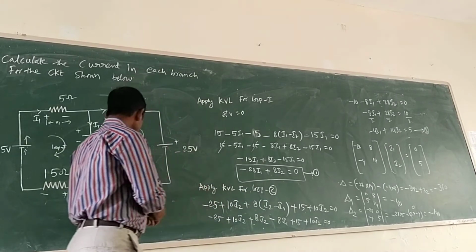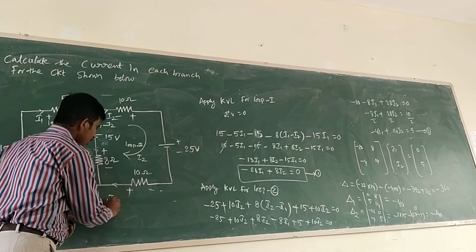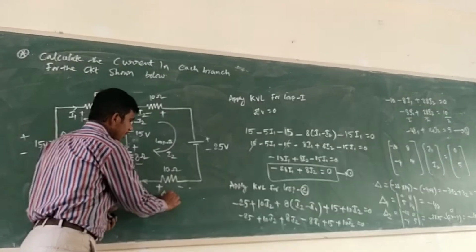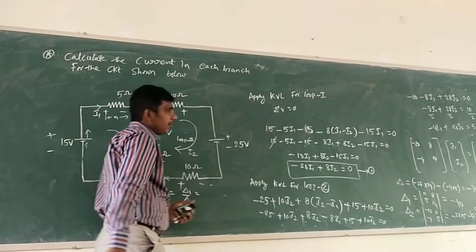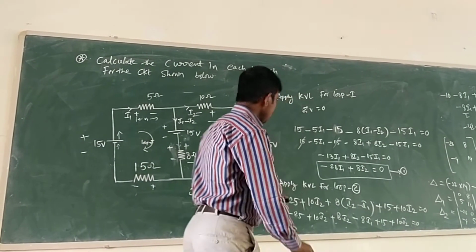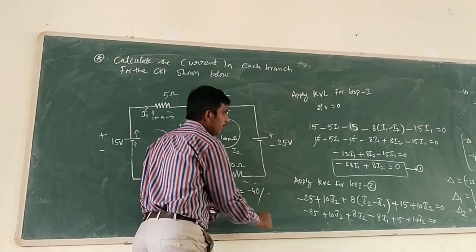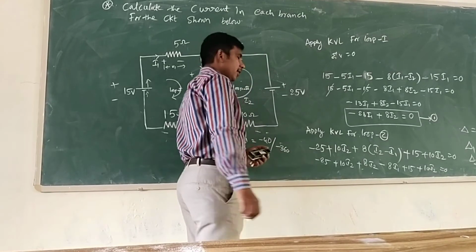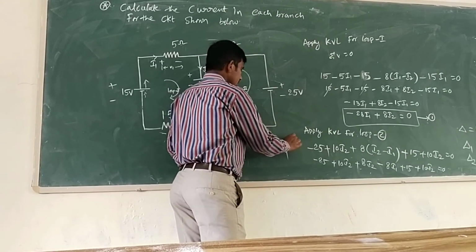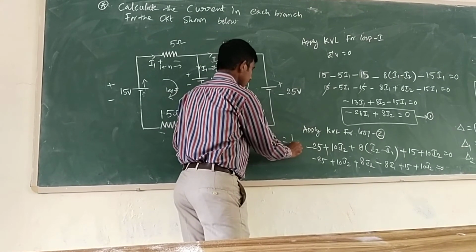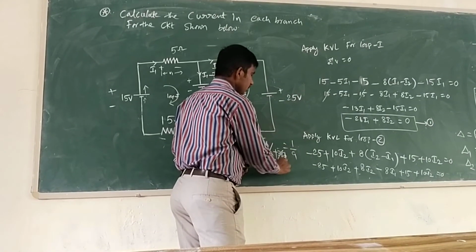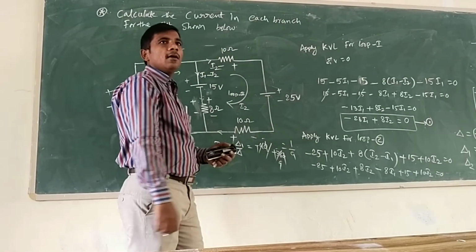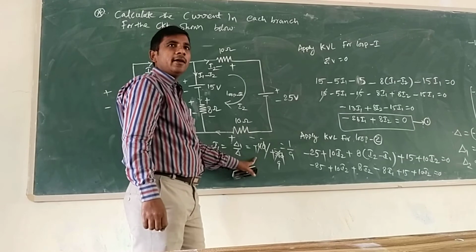Now calculate I1. I1 is equal to delta 1 by delta. Delta 1 is minus 40. Delta is minus 360. Minus cancels. 4 ones are 4, 4 nines are 36, so 1 by 9. That is the answer for I1, 1 by 9.